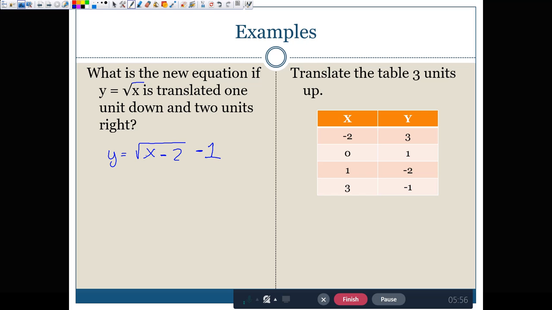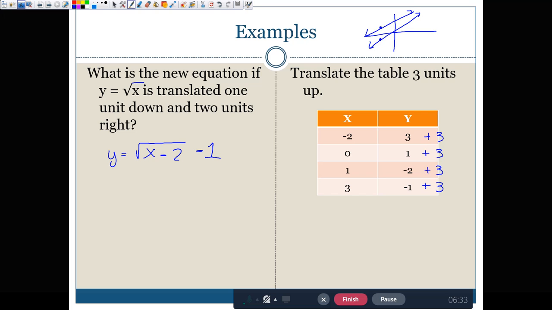Translate the table 3 units up. Okay, so if we're thinking about a line, let's just pretend this was the original graph. If I'm moving 3 units up, let's just draw a new graph. Pretend it is the same. Are my X values changing? If this point got moved 3 units up, did my X value change? No, only the Y value did, right? So I'm going to be adding 3 to my Y only.